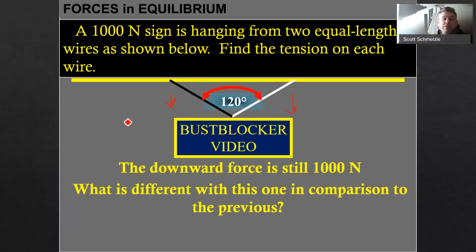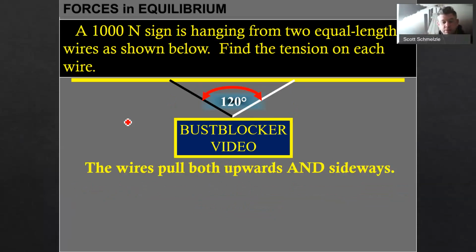So for us now, this angle adds to it. What we're seeing is that this wire is going to have two components to it. If we look at it as a force vector, it's going to have a part of it that wants to go upwards. It's also a part of it that's going to want to go sideways.